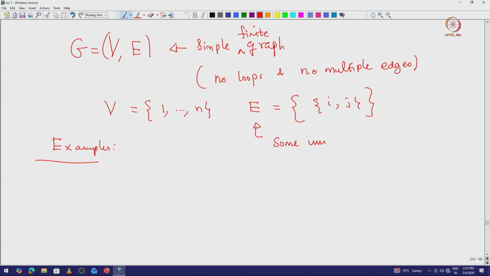So, what do we mean by graph? Let us do some examples. E consists of unordered pairs of elements from V, and they are called edges. So, these are called vertices and E are called edges.